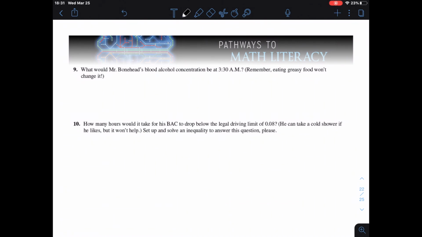So now we've got this equation. I'll rewrite it up top. Y is equal to negative 0.015x plus 0.16. And X is the number of hours after 2 a.m. So we want to see what is his concentration of alcohol in his blood at 3:30 in the morning. So we need to figure out our value of X. 0 corresponds to 2 a.m. because that's when he got pulled over. So 3:30 is an hour and a half later.